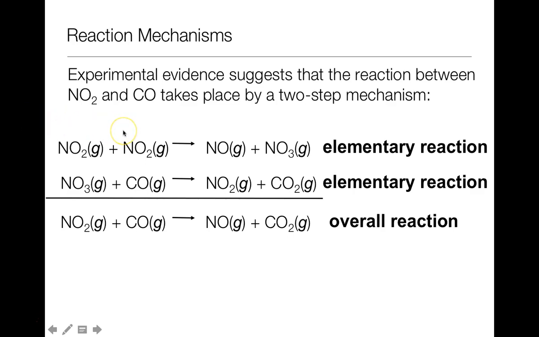The first step of this reaction is actually, there's no CO involved, even though it's part of our overall reaction. One NO2 molecule reacts with another NO2 molecule. There's an oxygen transfer between the two, so one becomes NO, so that one transferred its oxygen to the other NO2, which formed NO3. So we made these distinct intermediate products.